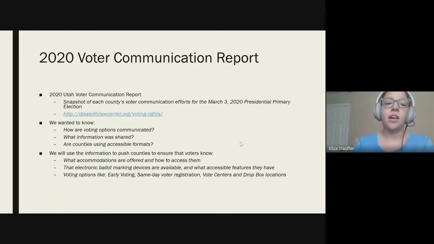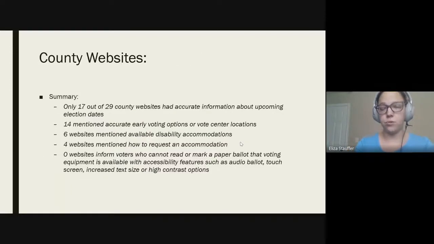We want them to include that electronic ballot marking devices are available for people who have a hard time reading or marking a paper ballot, and also what accessible features those include. And also knowing voting options like early voting, same-day voter registration, where vote centers are, and where drop box locations are. With COVID and the changes that there are, we still hope that they're communicating pertinent, relevant information in a timely fashion to voters. So we looked into kind of two areas. We looked on county websites, and we also looked into like print publications.